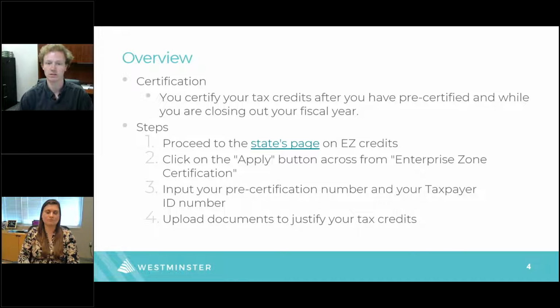You would go to the state's website page, which is linked in step 1 on this slide, and click on the apply button. You put in your pre-certification number, which you should save, and do your portal login, and then you can upload your documents to support the tax credits you want to be claiming. And this is best done through your CPA or your accounting department for audit purposes.